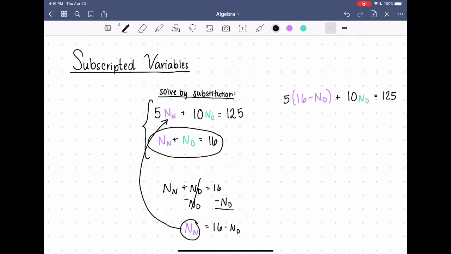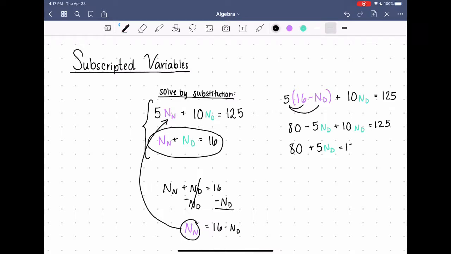So I'm going to have to do some distributive property over here with this 5. 5 times 16 is 80 minus 5 times the number of dimes plus 10 times the number of dimes equals 125. Now I'm just going to move left to right, combine those like terms. So I end up with 80 minus 5 plus 10 is a positive 5 number of dimes.